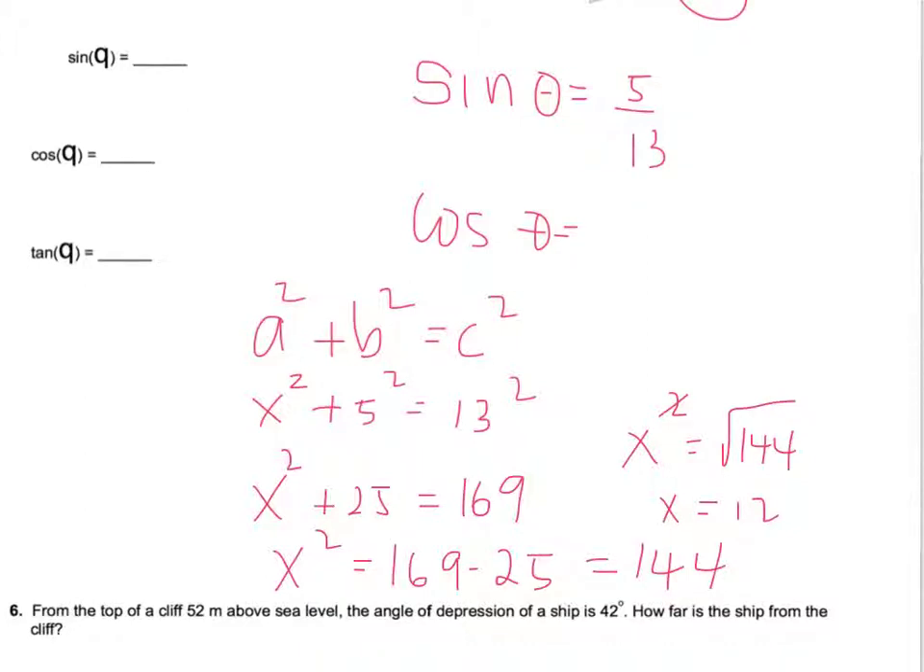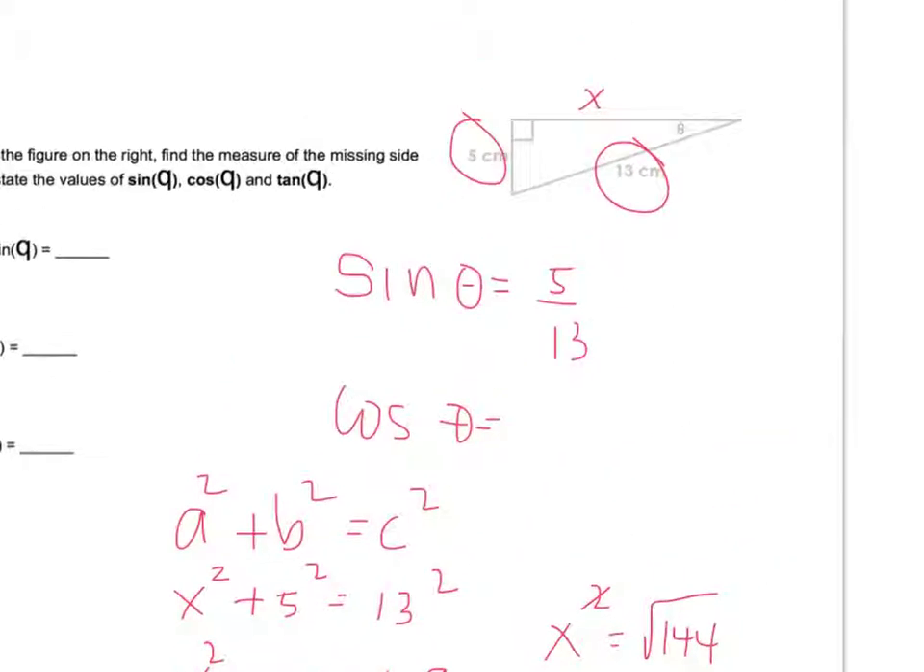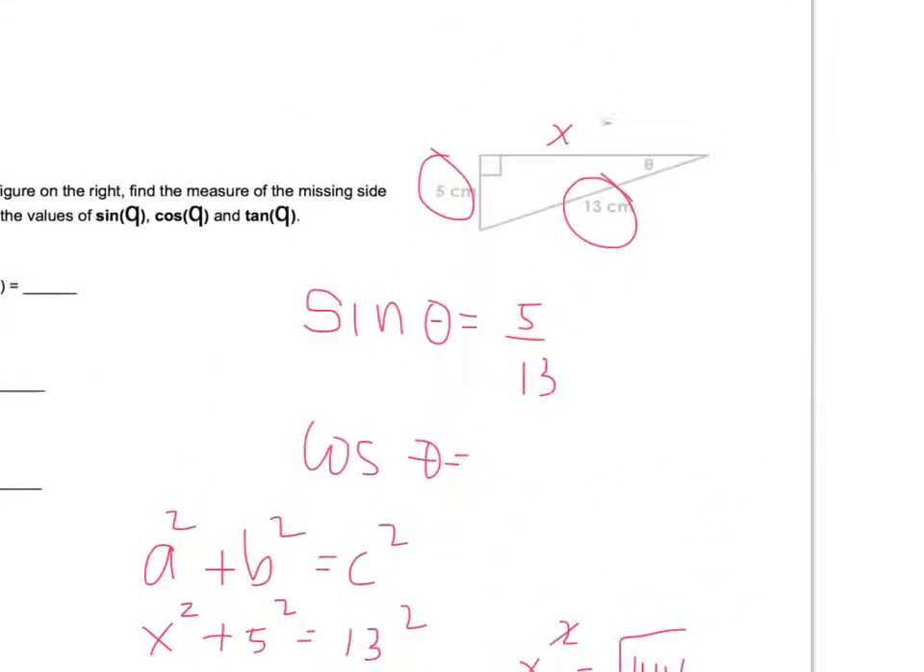Like 3, 4, 5. If you see a 3 and a 4, the hypotenuse is 5. If you see a 3 and 5 is the hypotenuse, the other side is 4. They always go together. They are what we call the Pythagorean Triples. They're like a combination. So knowing that the third side is 12, we can now find the cosine theta.